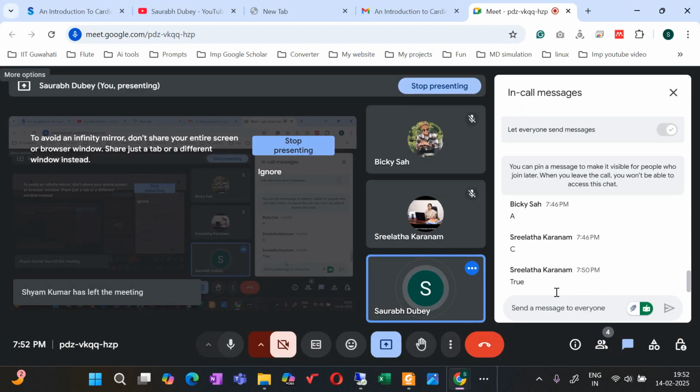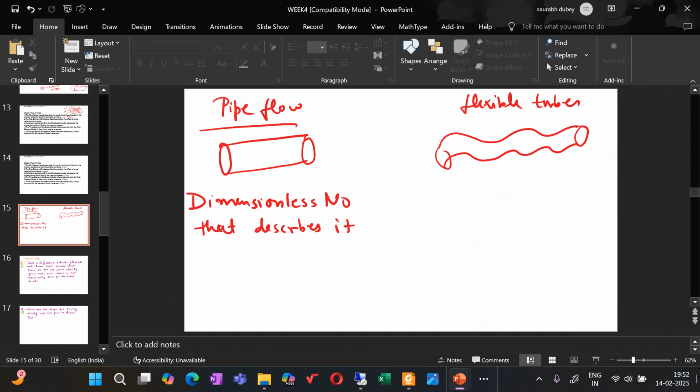Someone said true. The answers are there, ma'am, please go through that. That was a small set of questions. Obviously, the model has been explained in the class, and we will have some numerical type discussions on the same in upcoming questions. So you just attempt this one.